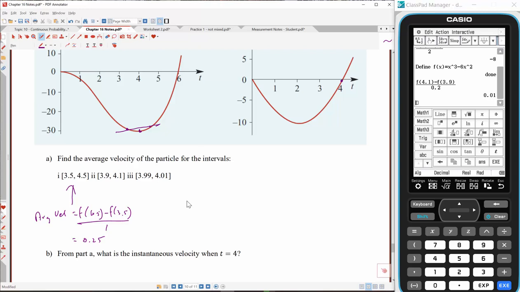So this time round, we got f of 4.1 take away f of 3.9 over 0.2 equals 0.01. So we got almost 0. We've gone from a quarter down to 0. And then let's get in a little closer. So that's going to be 4.01, 3.99. And the difference there is 0.02. And we're even closer.